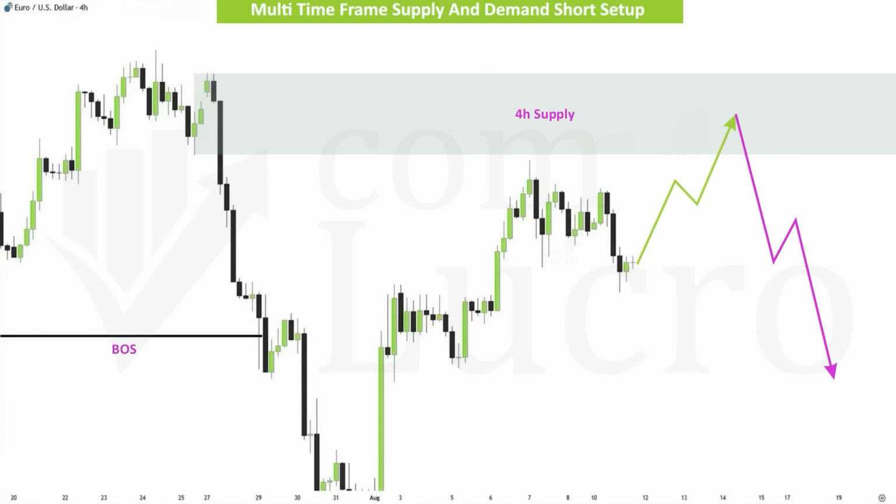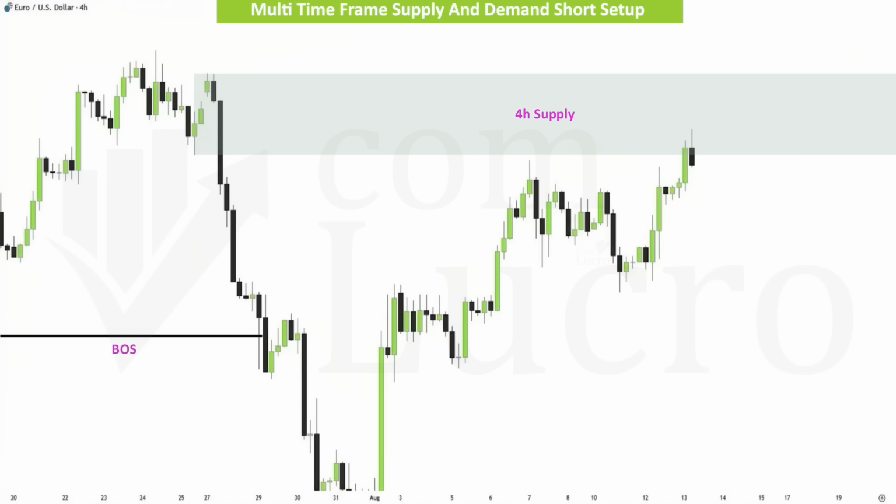The next step is straightforward. We simply wait for price to return to this 4-hour unmitigated supply zone. Now, let us continue unfolding the chart and see how price reacts from this level. As you can see, price moved higher and tapped directly into the 4-hour supply zone. At this point, all the conditions we were waiting for are aligned. We have a strong downtrend with multiple bearish breaks of structure, a clear break of structure on the 4-hour chart, and a fresh, unmitigated supply zone at the extreme that has now been revisited by price.